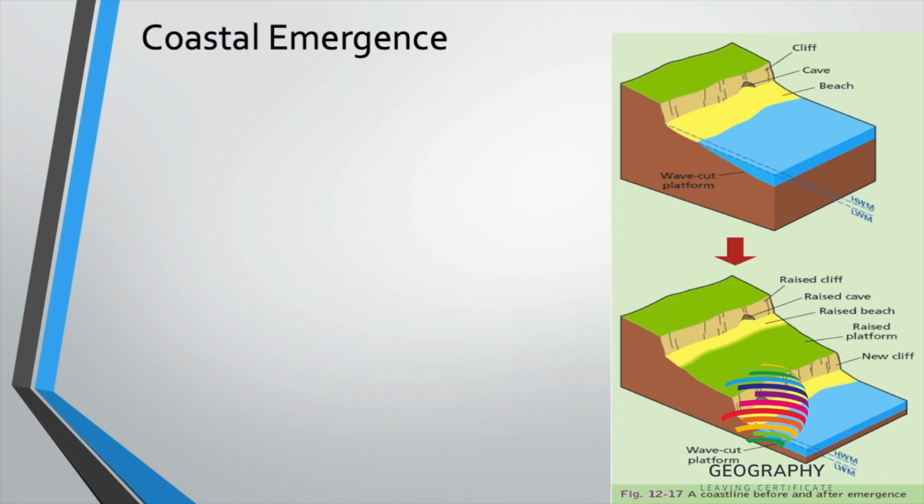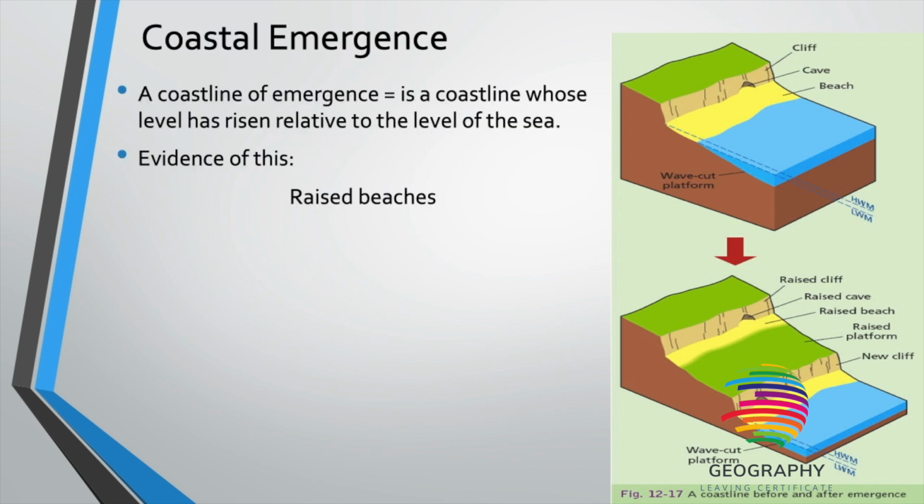So isostatic movement also impacts the coastlines. When weight is added to the Earth's crust, the sea level rises relative to the land. When the weight is removed from the crust, the land, as I said, rises from the asthenosphere. So when this occurs, sea levels fall relative to the land. This rising and sinking is called isostatic movement, and the features of this would be things like raised beaches, raised sea cliffs, and raised platforms.